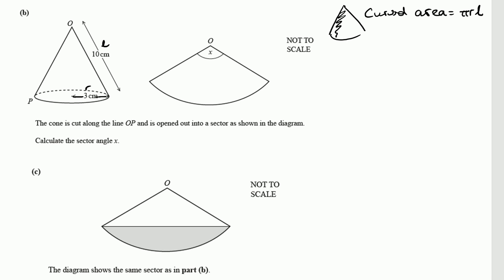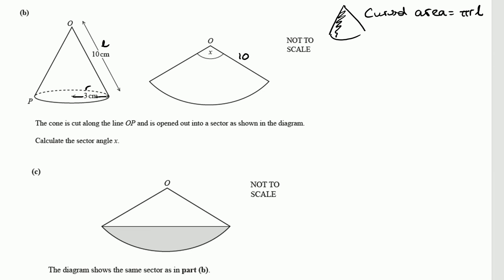We also need to imagine what measurements are going to go where when this thing is opened up. So for instance, this curved length over here on our sector would actually be the circumference of the base of the cone. And the radius of this circle is going to be the same as the length of that diagonal side of the cone, 10.